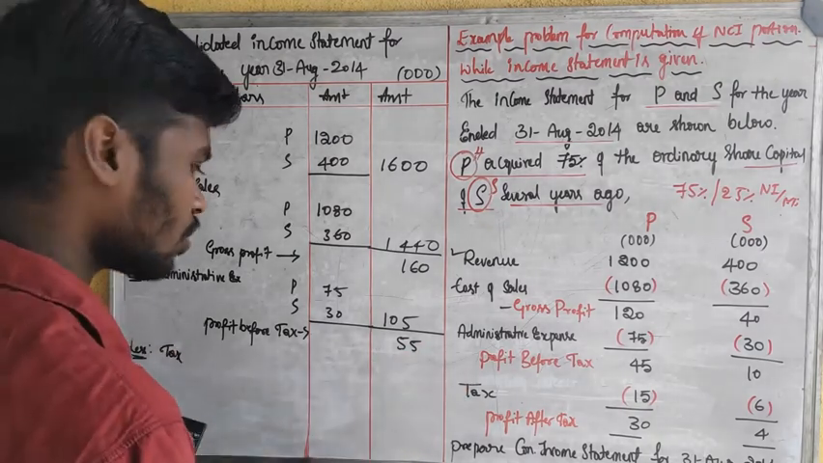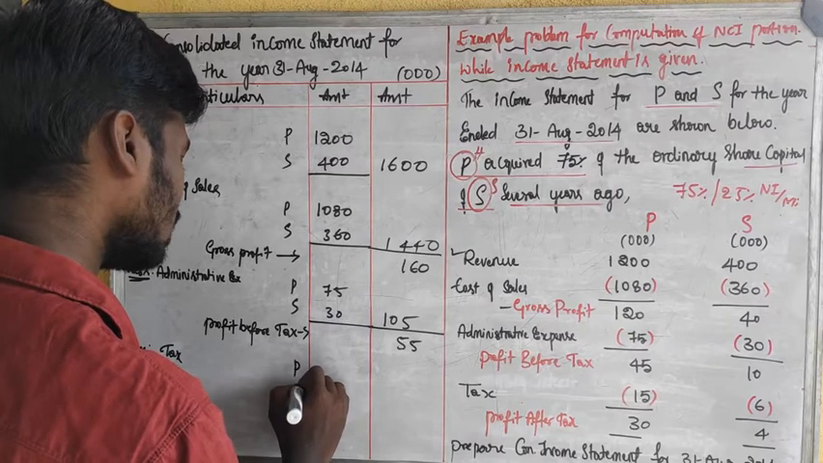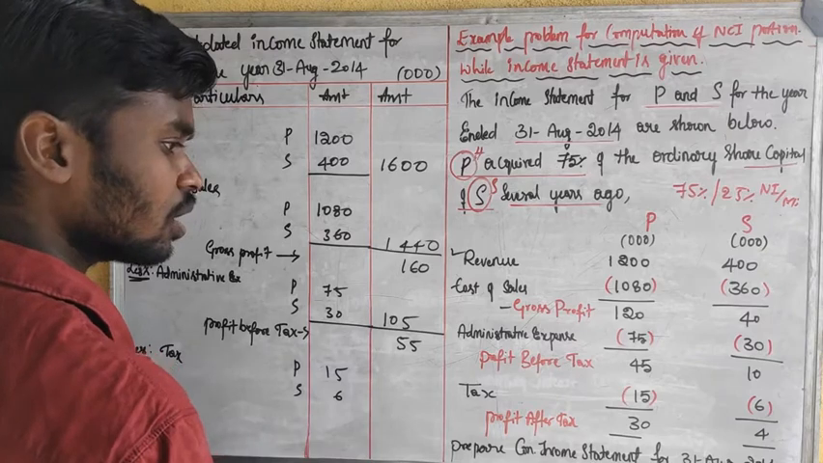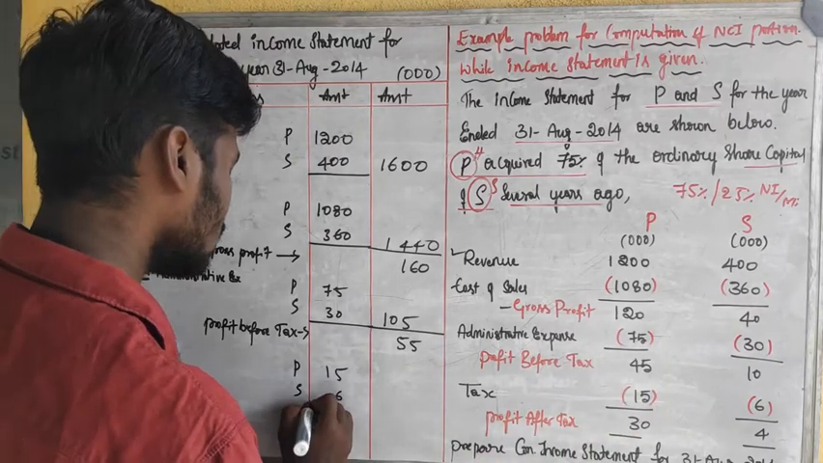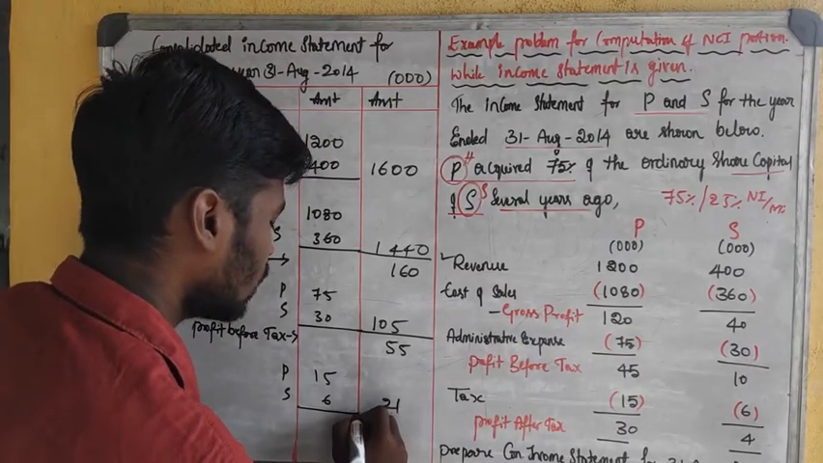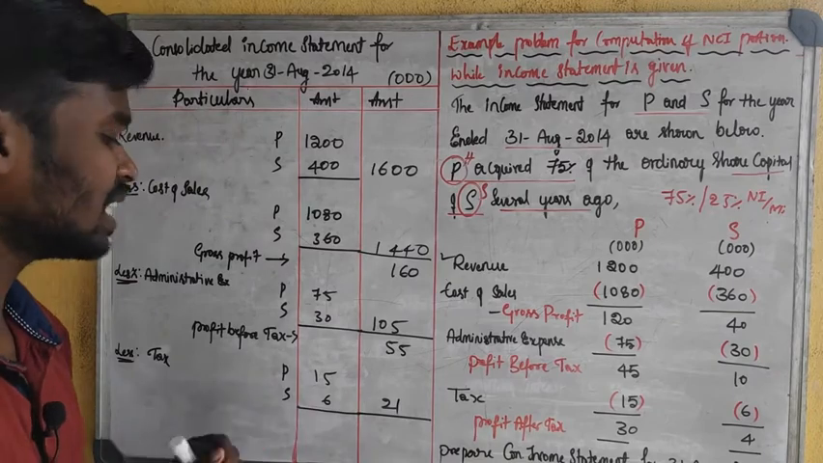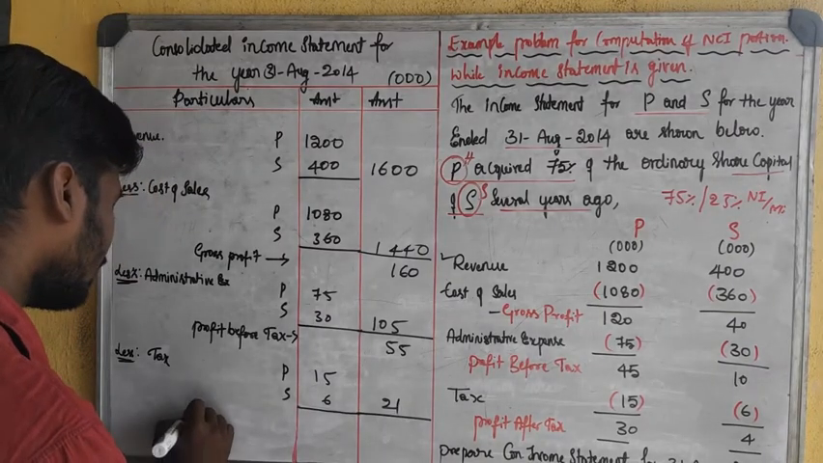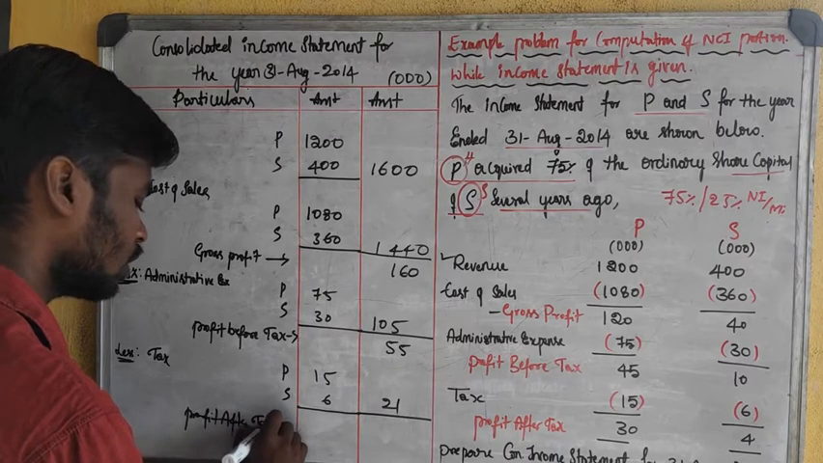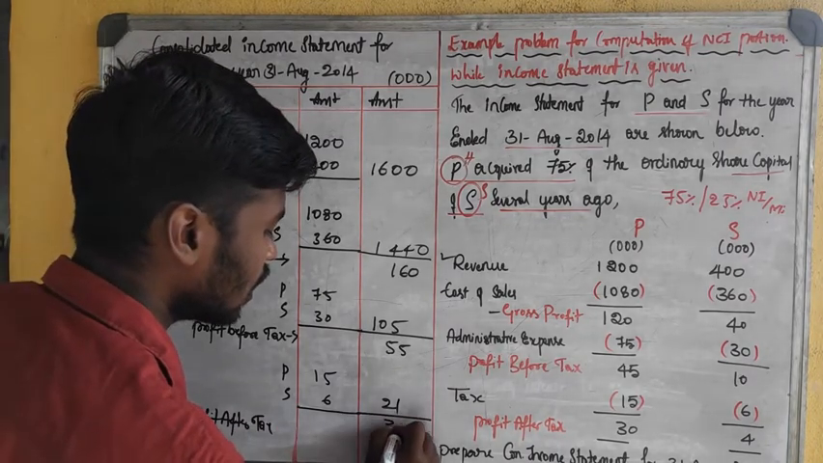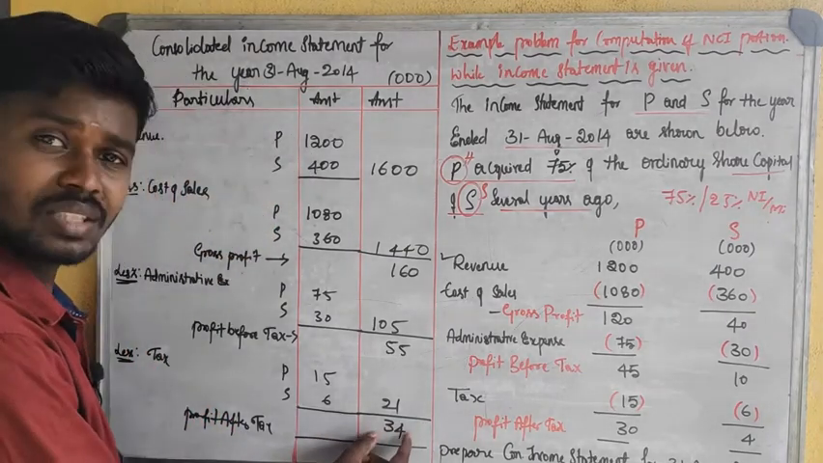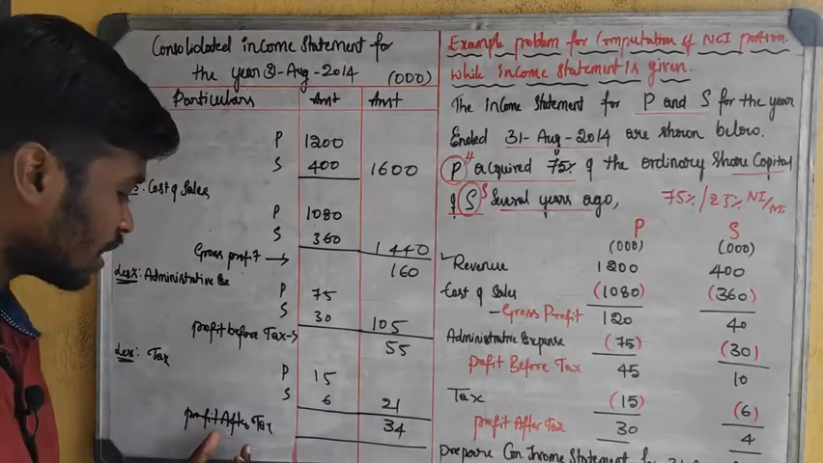So see the tax amount, that is P Limited and S Limited paid tax 15 and 6. So 15,000 and 6,000. You will get 21,000 is the total tax amount paid by the P Limited and S Limited. Then profit after tax you will get 34,000. So this is the total profit, that is consolidated profit after tax.